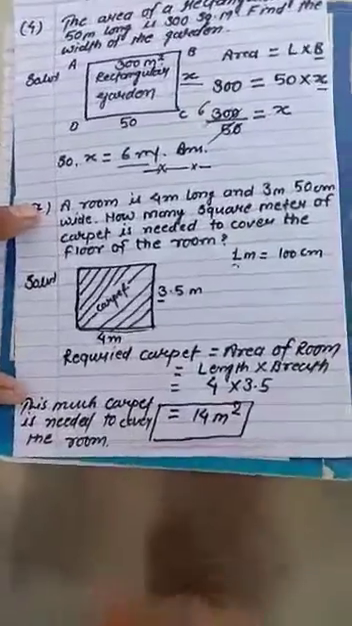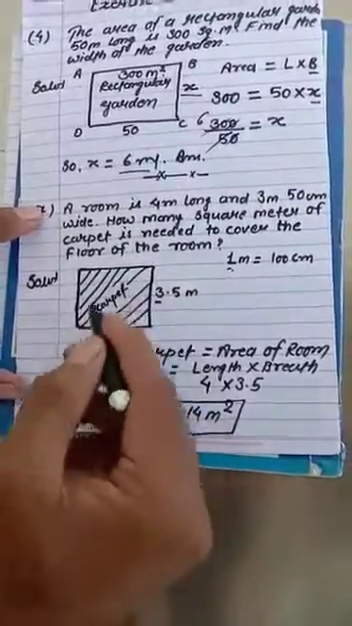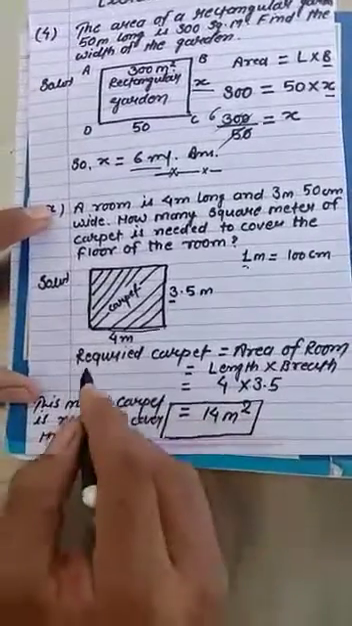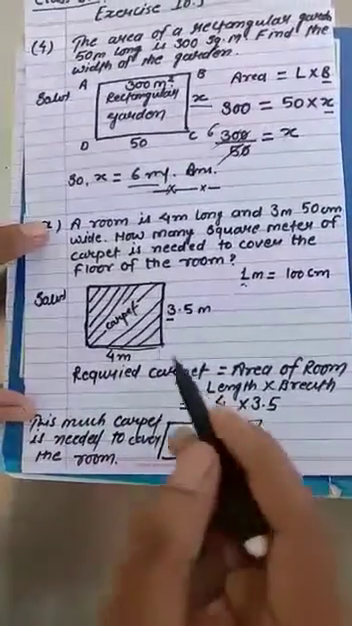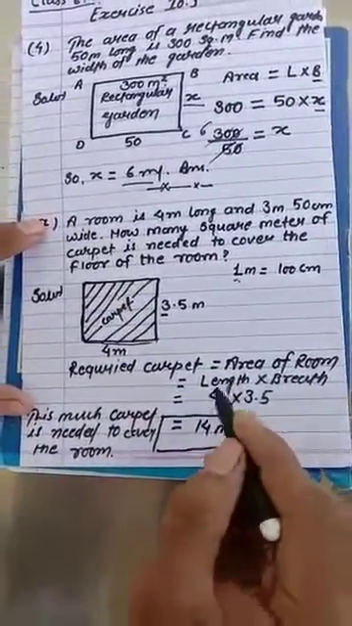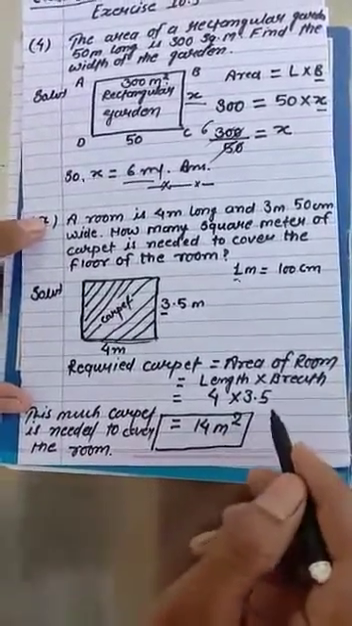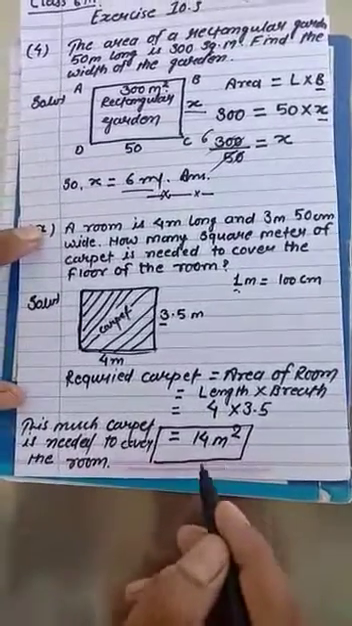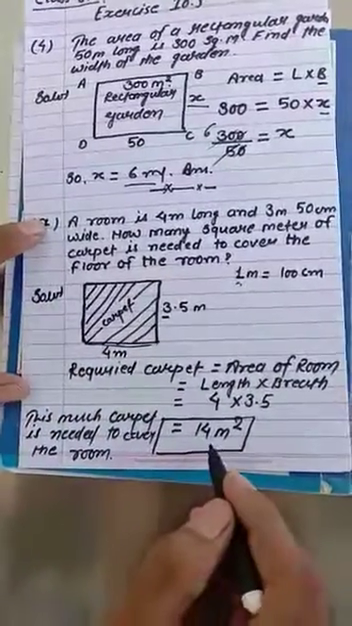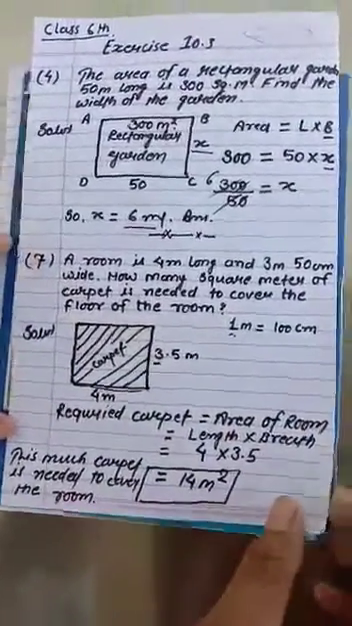Now we have to find out how much carpet is required for the room. We basically require the area of the room, so the required carpet will be the area of the room. This is also a rectangular room. What is the area of a rectangle? It is length into breadth, so it will be 4 into 3.5. If you simply multiply 4 with 3.5, you will get 14 meter square. This 14 meter square is the area of the room, and we can also say that 14 meter square of carpet is required to cover the whole room. This will be the answer for this question.